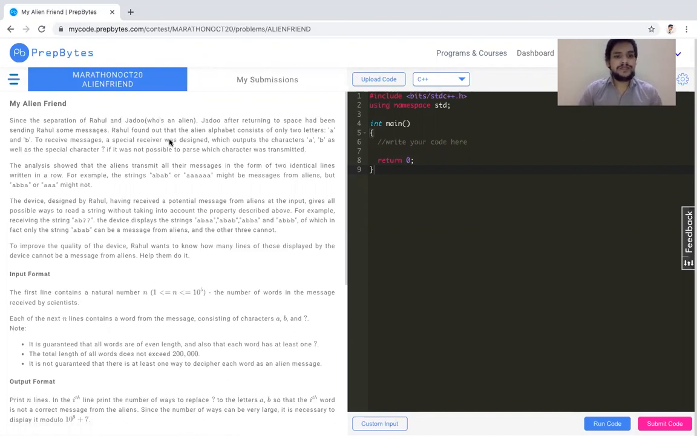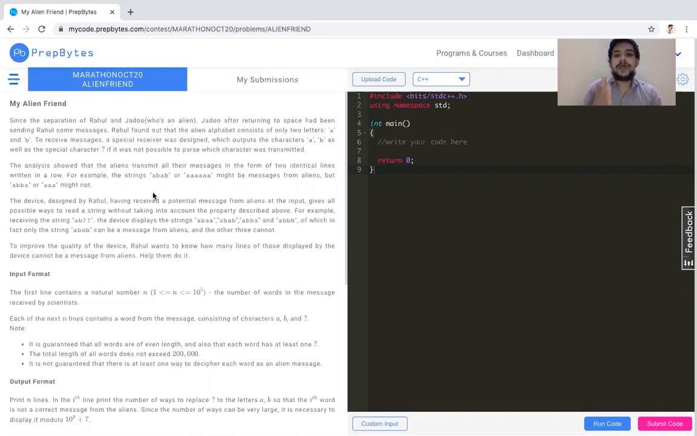In the first paragraph of the question, it is only mentioned that there are two friends, Rahul and Jadoo, and Jadoo is sending some message to Rahul. The message is actually a string, and that string can consist of only two letters, A and B. But it can also contain one special character, the question mark, and that question mark can be replaced by the device designed by Rahul, which we will see further on, how it replaces.